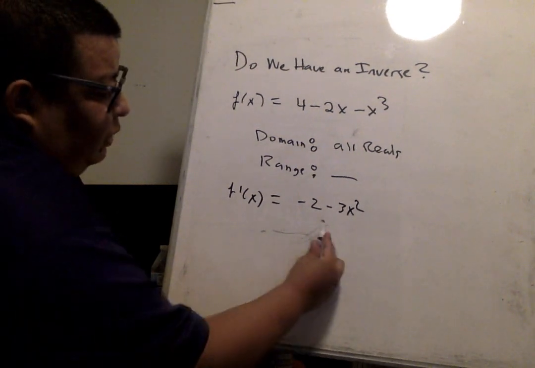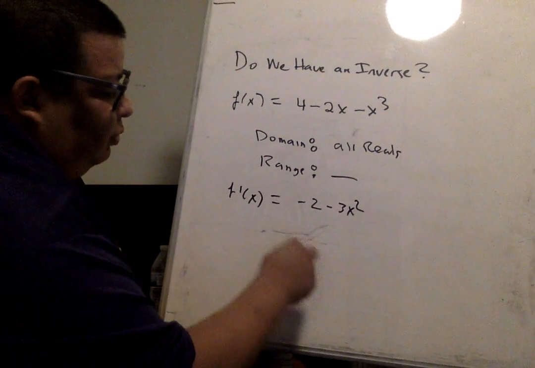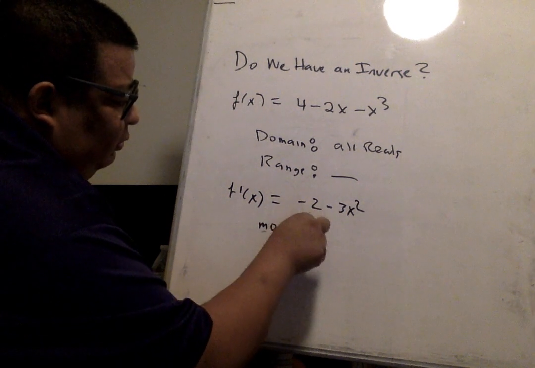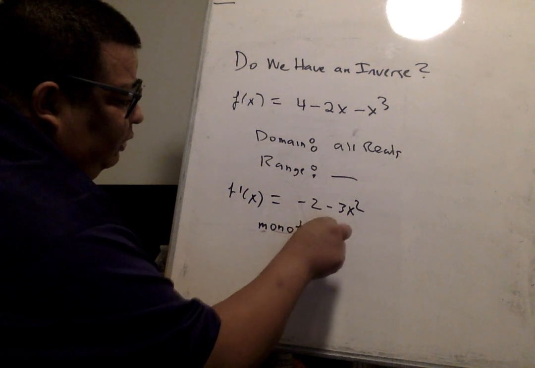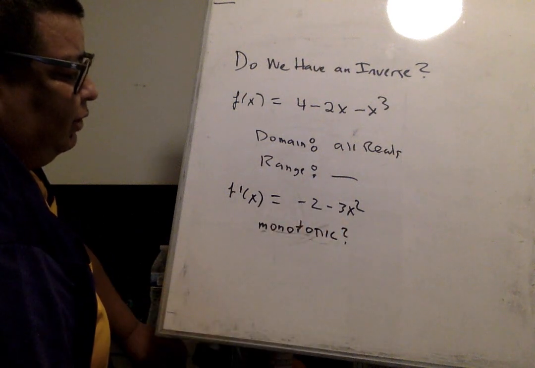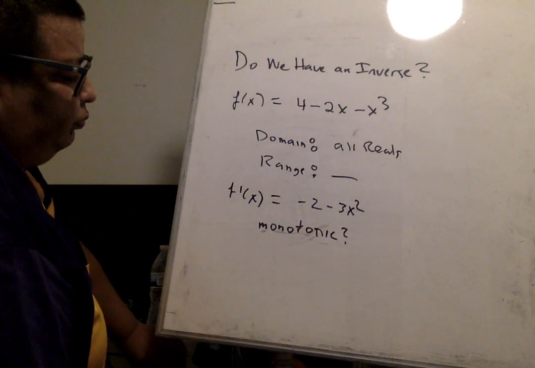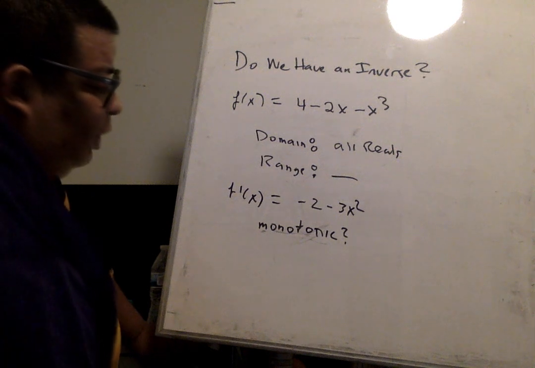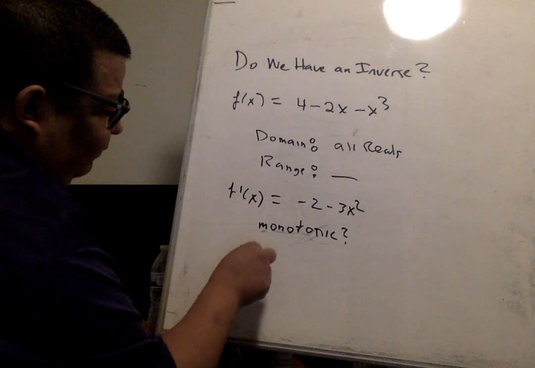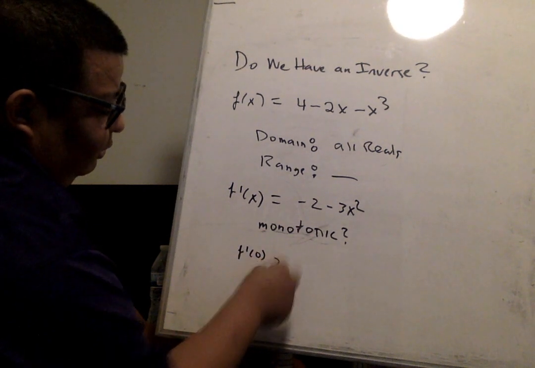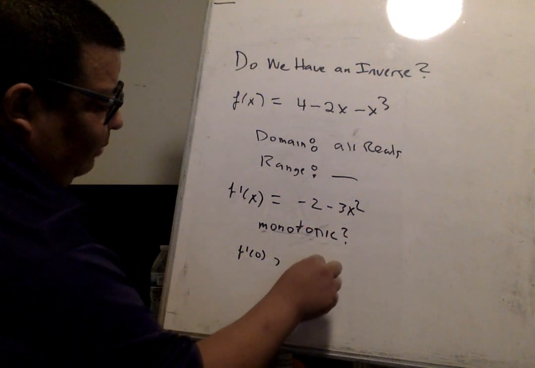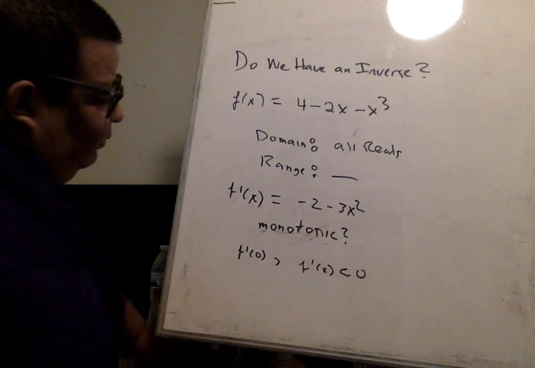Then we need to determine whether this function is monotonic. That means that it's either increasing or decreasing in the whole domain. Well, let's think about it. If we plug in 0, so f prime of 0, then we get 0 here, we get a negative, so f prime is less than 0.